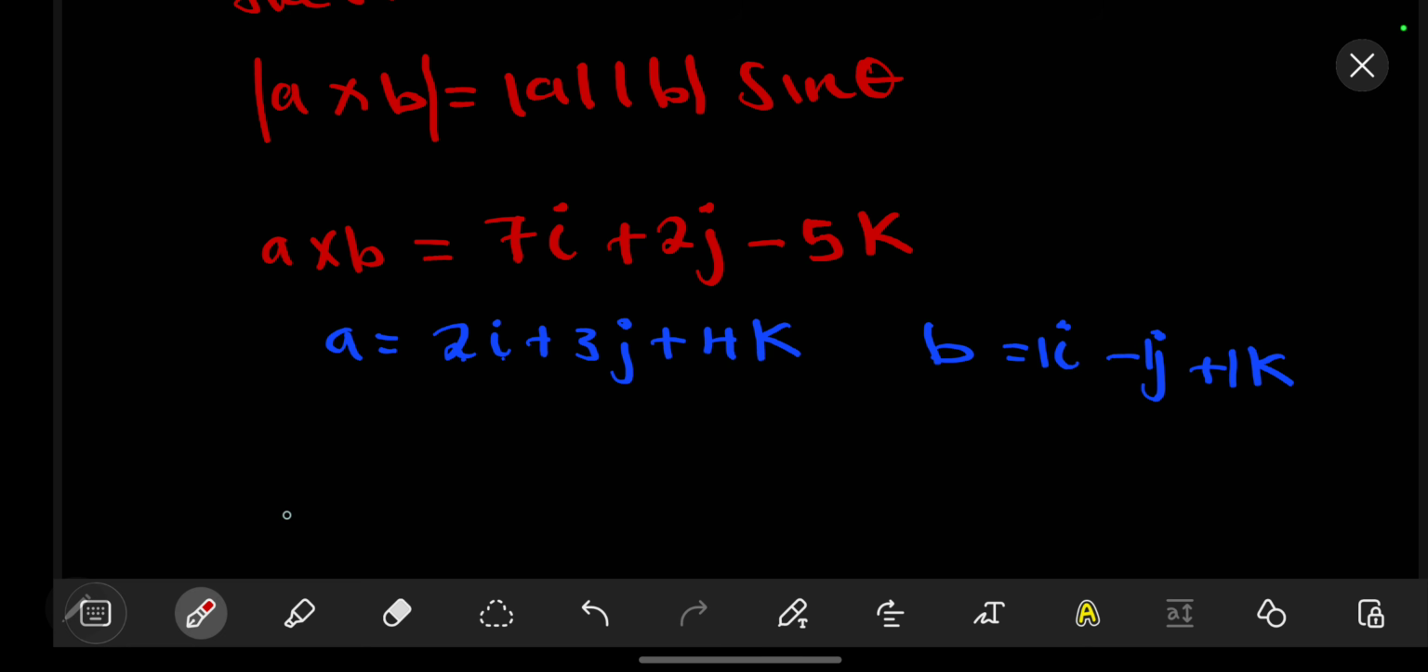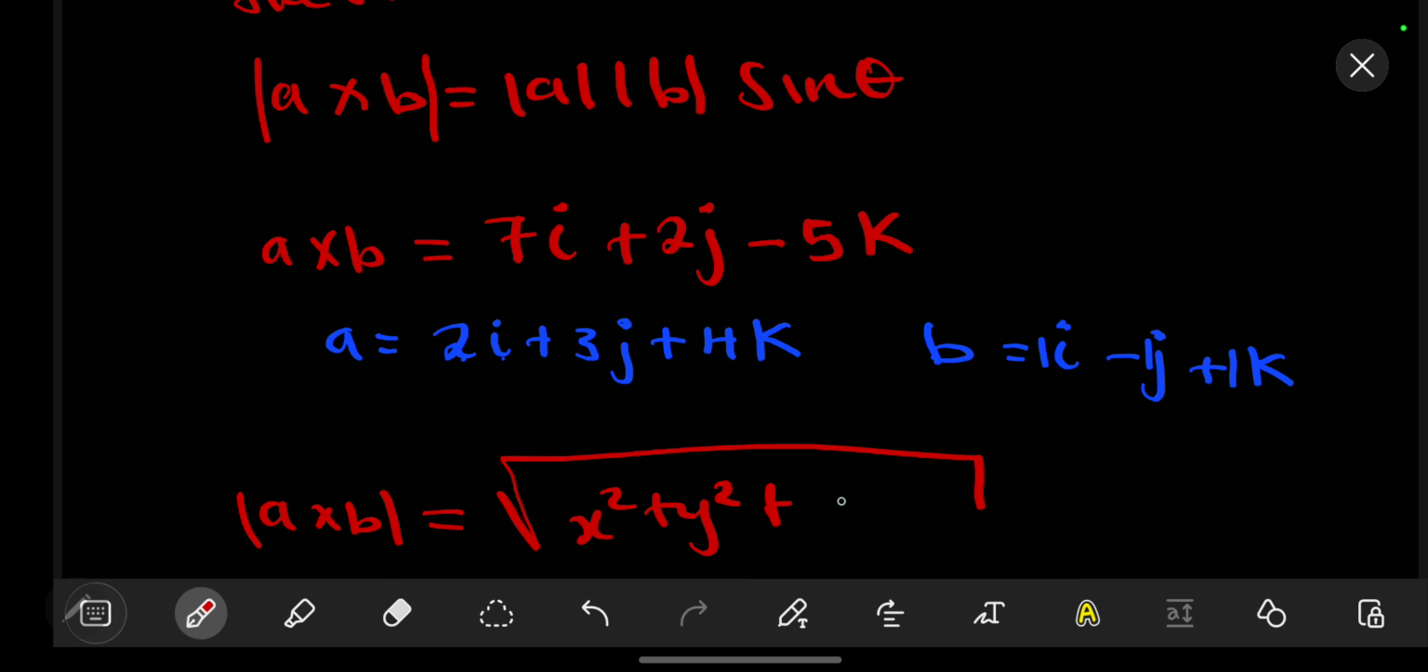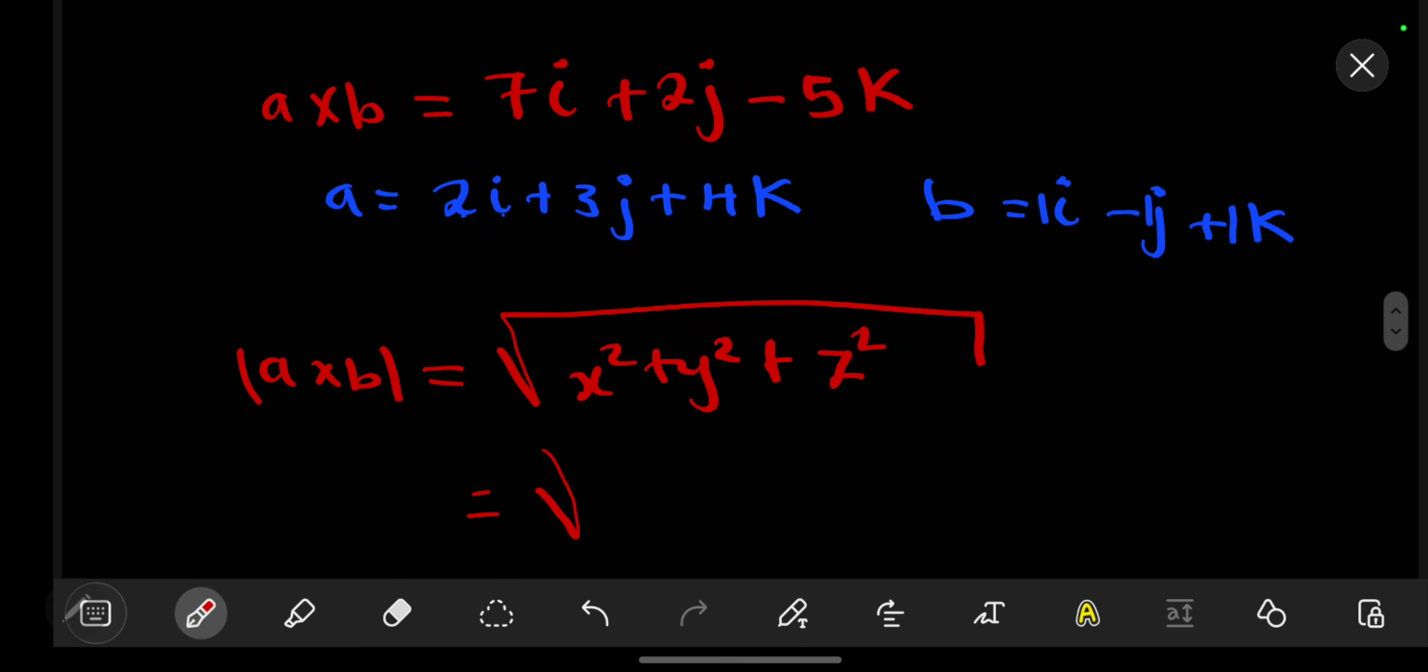So we can say the size of A cross B should be equal to the square root of x squared plus y squared plus z squared.